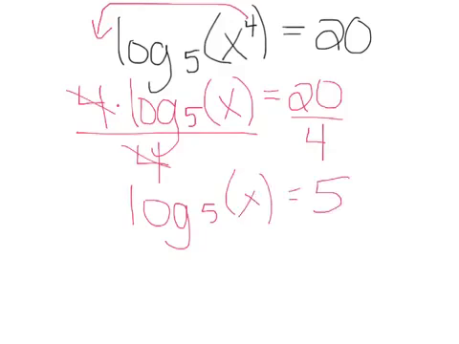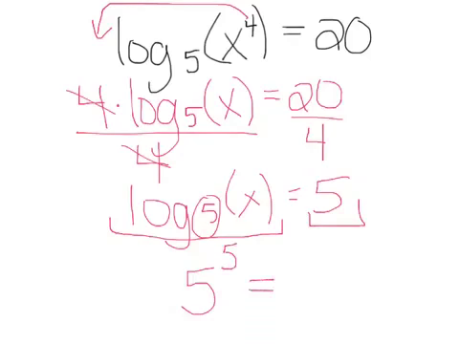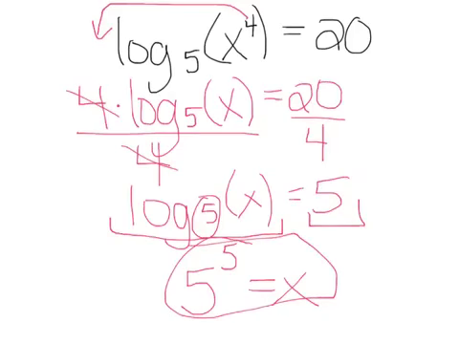And now we have our logarithm by itself. So since we have a logarithm by itself on one side of the equation, we can rewrite this problem exponentially. This is our base, so 5. Our logarithm or exponent is 5, and that's equal to our input, which is x. So our solution is x equals 5 to the 5th, which is the same result we had on the last slide.